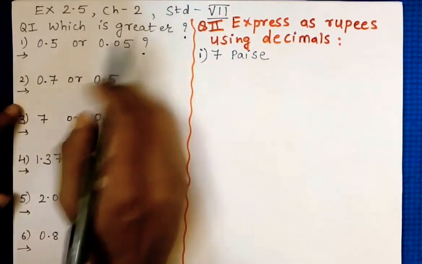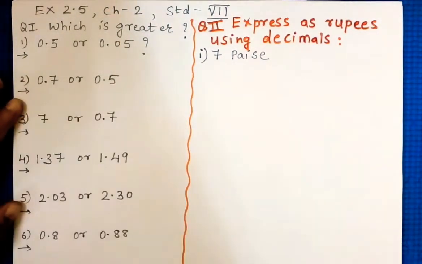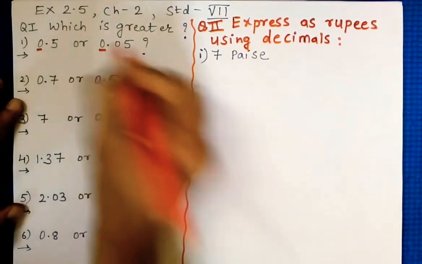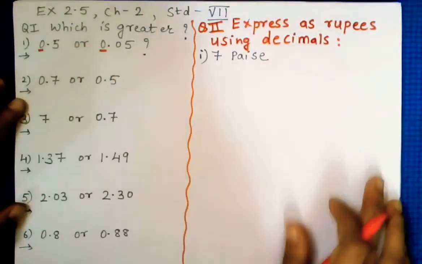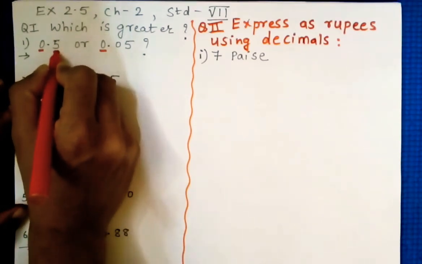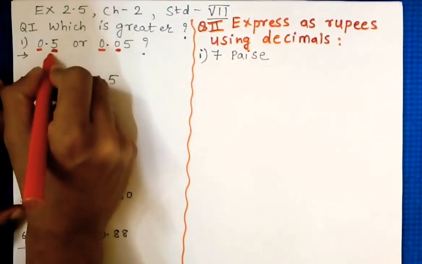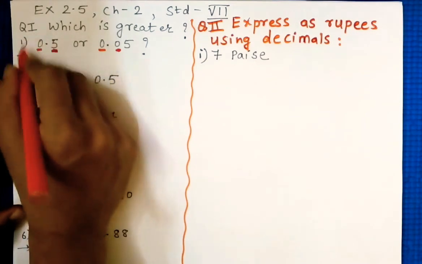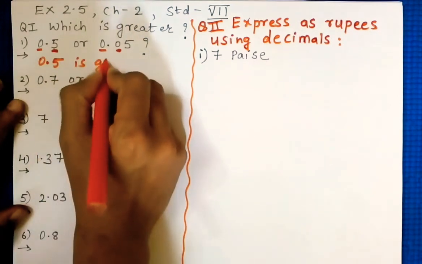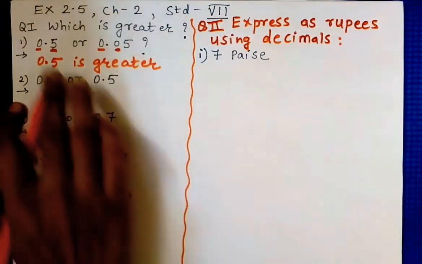Which is greater? We have to tell which is greater out of these two, 0.5 or 0.05. Let us compare these two numbers. The first number is 0, here also the first number is 0. So 0 and 0 are the same. Now we will see the next digit. Here the second digit is 5 and here the second digit is 0. Between 5 and 0, 5 is greater. So 0.5 is greater than this part. So you will write that 0.5 is greater. This way it becomes very simple by comparing the digits.